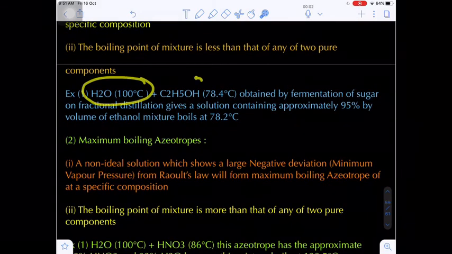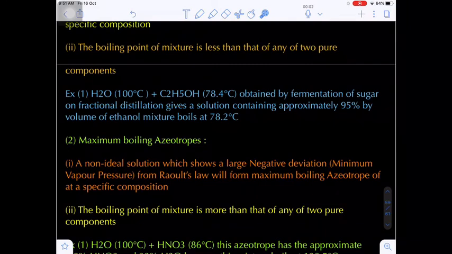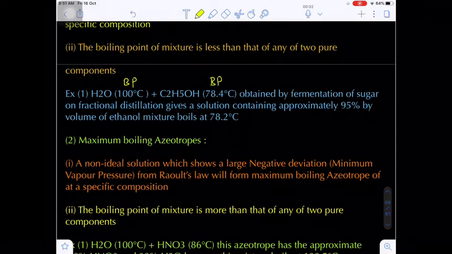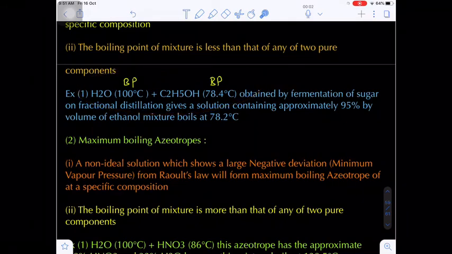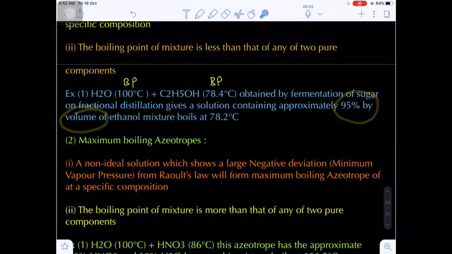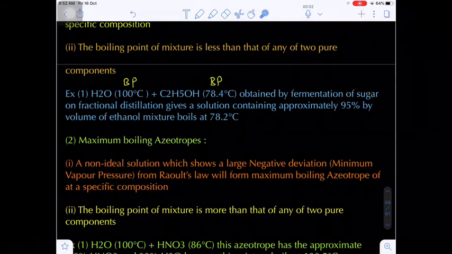Let's suppose the best example, we have water and ethyl alcohol. Do you know the boiling point of water? 100 degrees Celsius. And what is the boiling point of ethyl alcohol? 78.4 degrees Celsius. In the fermentation process of sugar and fractional crystallization, it will give a water plus ethanol composition. In this, the ethanol will be 95% by volume, and approximately 5% by volume of water will be present.